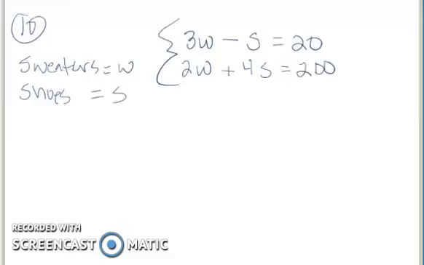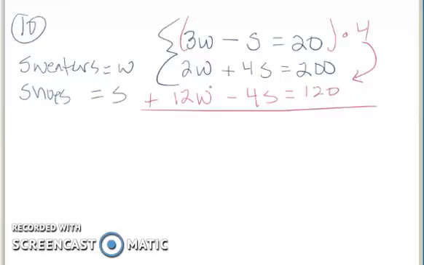So here's my system. Notice none of my numbers are opposites, so we're going to have to do some multiplying. If I multiply this by 4, I'll have the S's cancel out. So we'll rewrite that equation down here. 4 times 3 is going to be 12W minus 4S equals 4 times 2 is 12, so that's going to be 120. Add the 2 equations, that's going to be 14W equals, because that cancels, that's going to be 320.